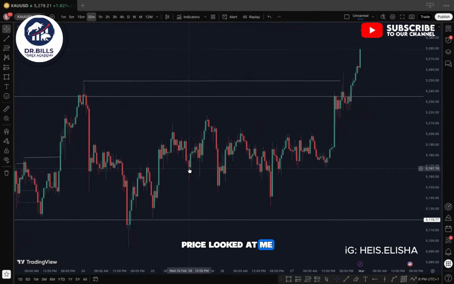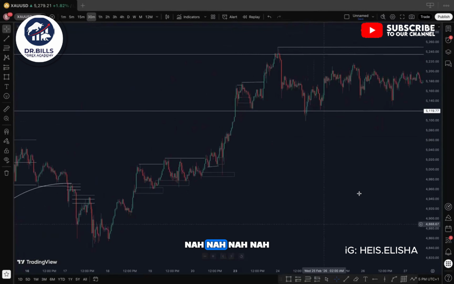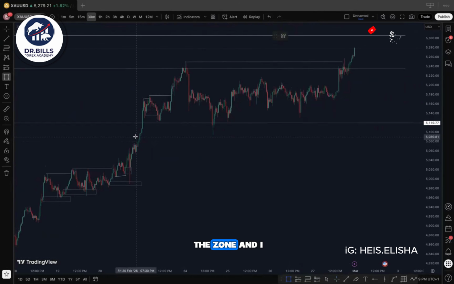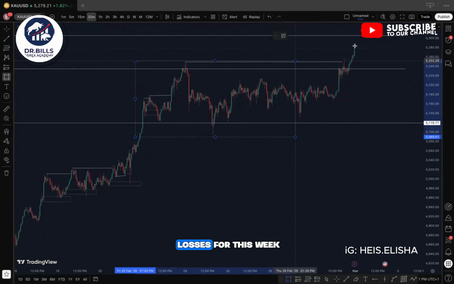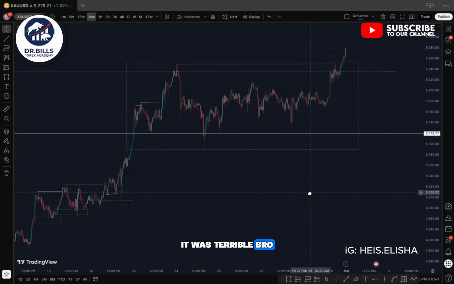Price looked at me and took out my stop loss. I was like, nah, okay, nah. Gold is playing too much. So I marked out the zone and I called it a week. I had 3 straight losses for this week and it was terrible. It was terrible, bro. It was terrible.